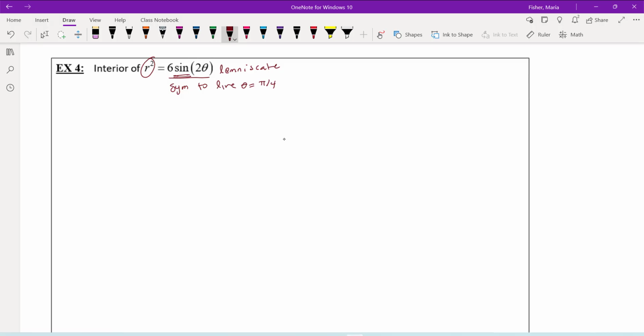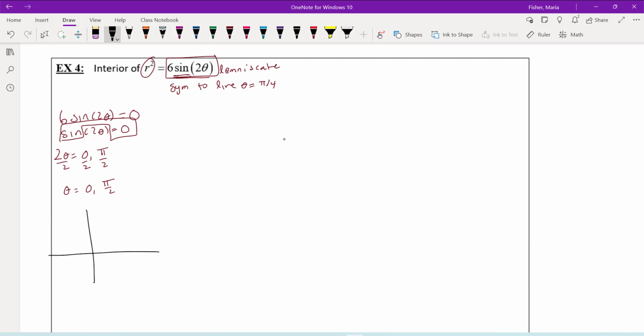To find the limits of integration for a lemniscate, you're going to also use the tangents at the pole. So set the function equal to 0 and solve for theta. Well, the number multiplying theta is 2, so I know I'm going to have 2 tangents at the pole. Start by dividing by 6. Then, where is the sine equal to 0? The first two answers, 0 and pi. Divide by 2 to solve for theta, and theta is equal to 0 and pi over 2.